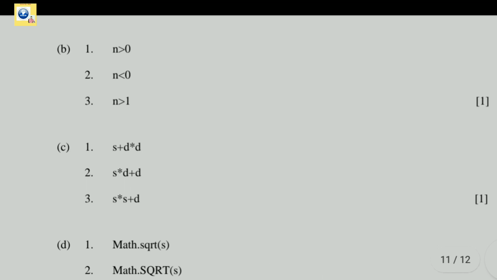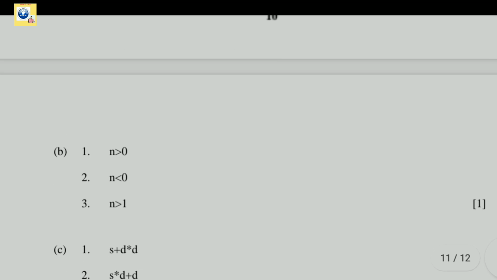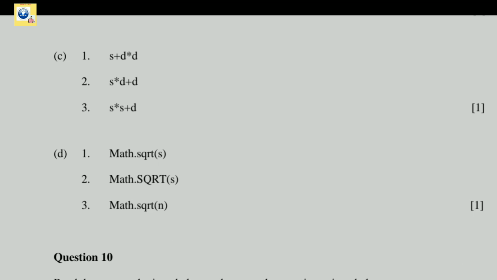Question number D, math. Let us go with the question number D, then we will come back to the options. The statement is System.out.println, method for printing, and norm equal to what? We have to print that, and where we have stored the total? We have stored it in s. So the correct option will be what here? We have to find out the square root also. So we have Math.sqrt again, which is the correct way of writing.